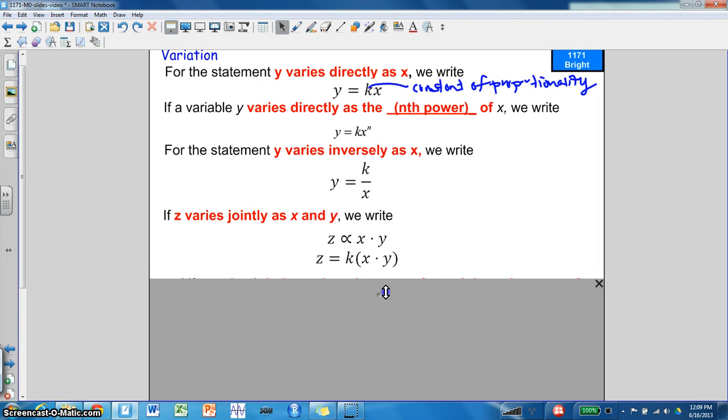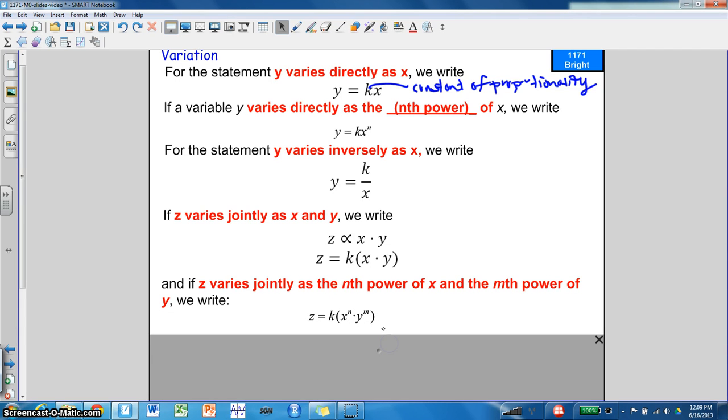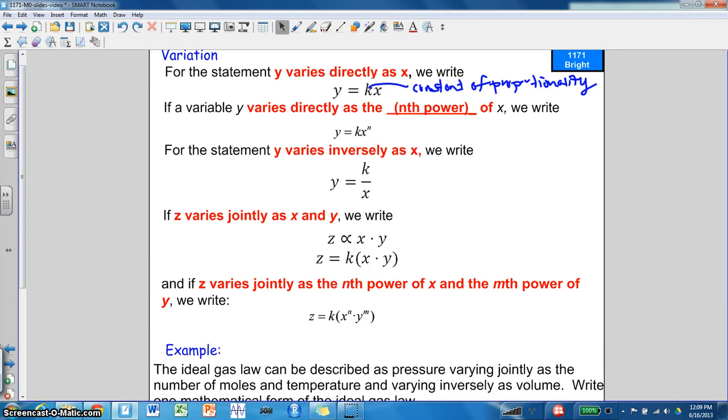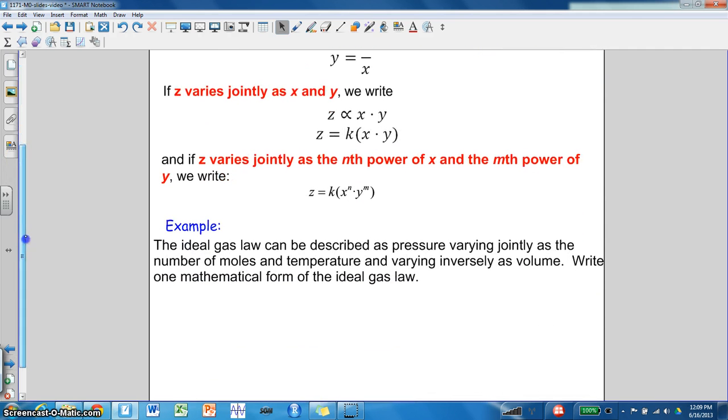If they vary jointly, that means we have a product. So if z varies jointly as x and y, that means z is proportional to x and y, x times y, or z is equal to some constant of proportionality times x and y. And jointly as the blank power of x would just mean you'd have an exponent on each of those. Okay. So a quick example that uses variation, and we will come back to this problem frequently throughout the course.